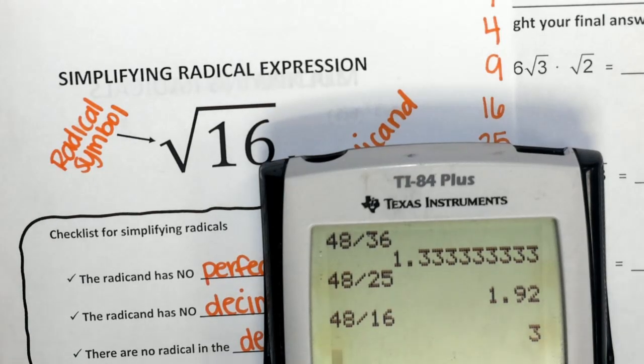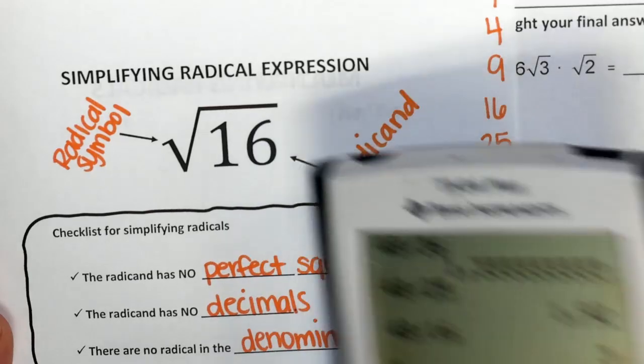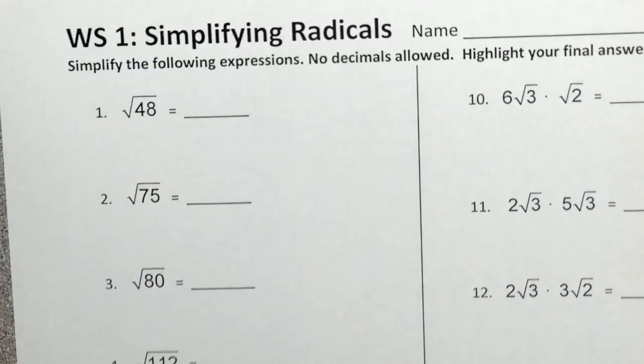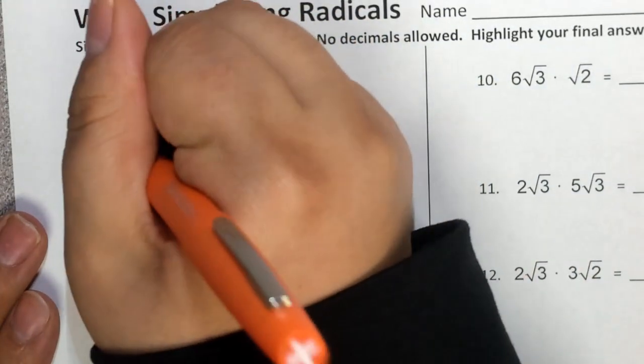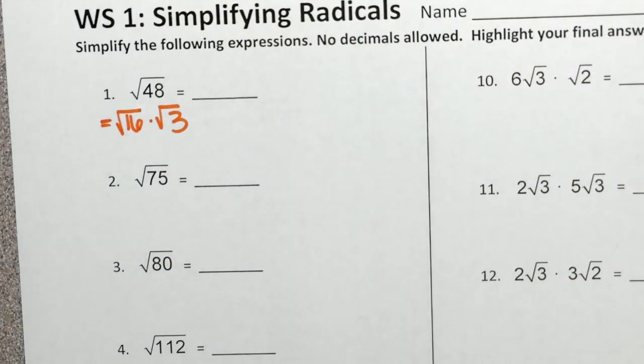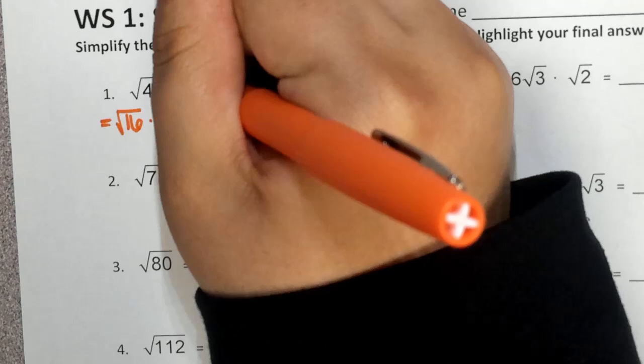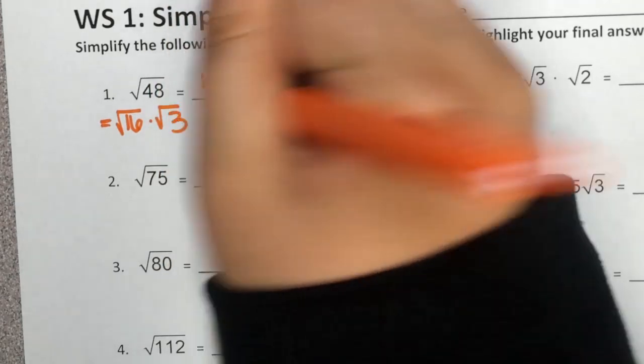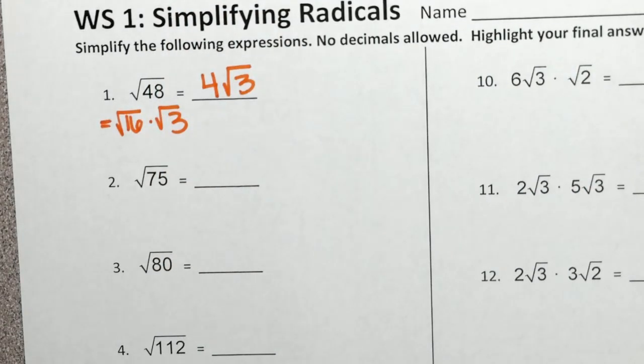Some of y'all are going to be like, I don't need to do that. I already know 36 and 25 don't work. Great. But if you don't know, just start at the bottom, the closest number to it, and work your way up. So 48 is what? Square root of 16 times the square root of 3. What is the square root of 16? 4 comes out of the house, and it's just 4 square root of 3.